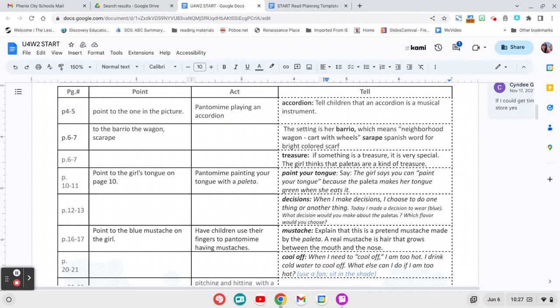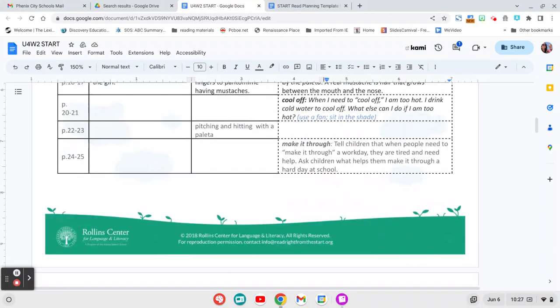And so you'll see as it goes on here, for example, pages 16 and 17 have mustache. So you can explain this as a pretend mustache made by the Polita. A real mustache is hair that grows between the mouth and the nose. And as you're doing that, you can point to the page where they have a blue mustache on the girl, and you can have children use their fingers to pantomime having mustaches. So that's what point, act, and tell is. That's how you want to get them interacting with that lesson.